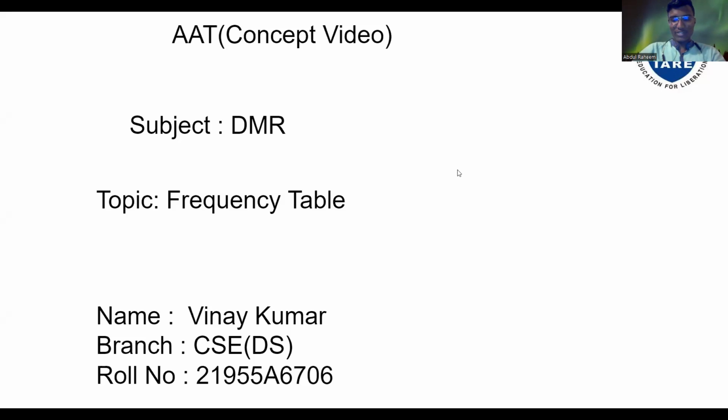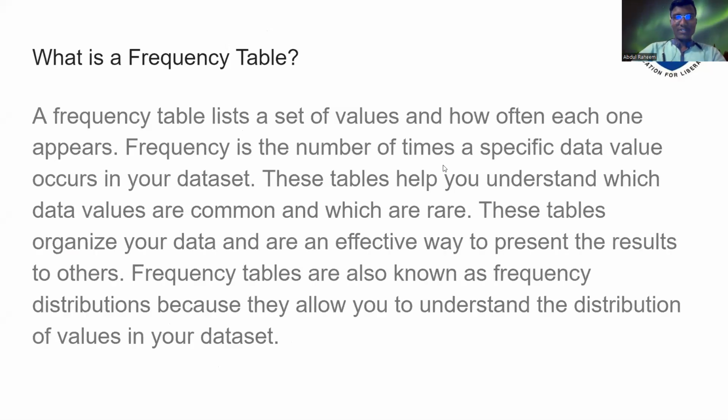Today I'm going to talk about frequency table. What is frequency table? A frequency table lists a set of values, and how often each one appears. Frequency is the number of times a specific data value occurs in your dataset. These tables help you understand which data values are common and which are rare. These tables organize your data and are an effective way to represent the results to others.